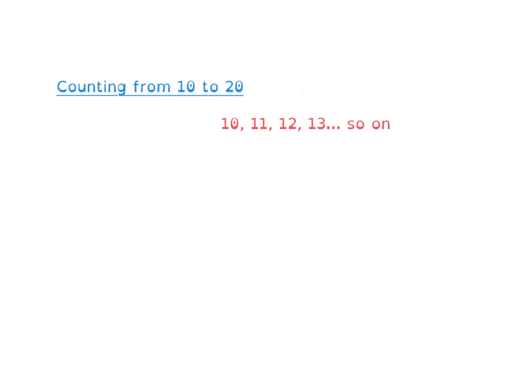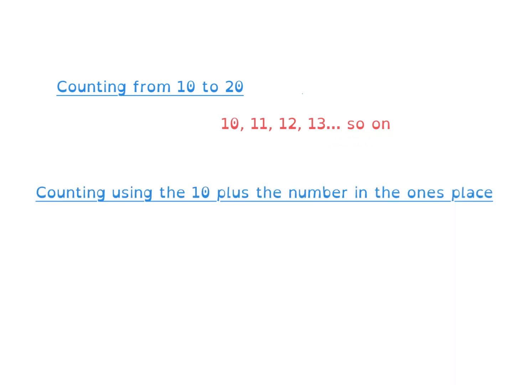We're going to begin by reminding the students of counting from 10 to 20. So just the normal way of counting 10, 11, 12, 13, and so on. In this next step, we're going to be counting using the number 10 plus the number in the ones place. For example, 10, 1, 10, 2, 10, 3, 10, 4, and so on until we get to 20. So that the children understand the number 10 as the tens place value and then the single digit.